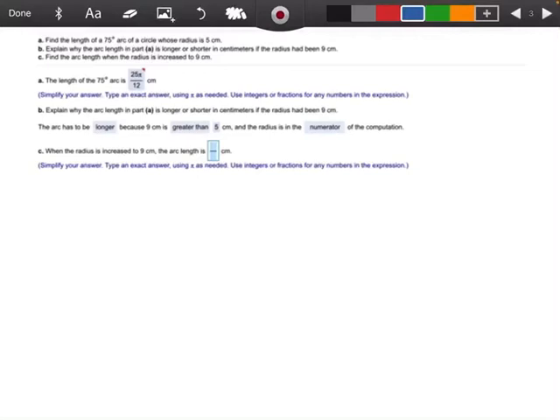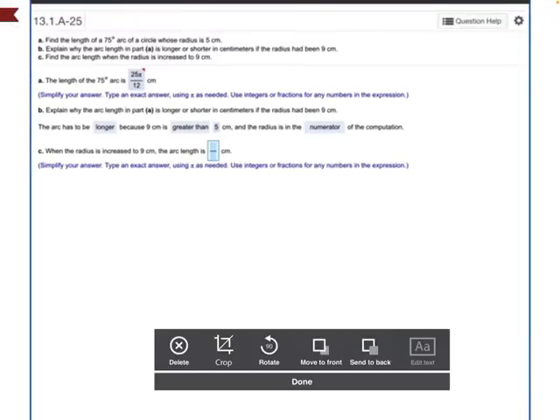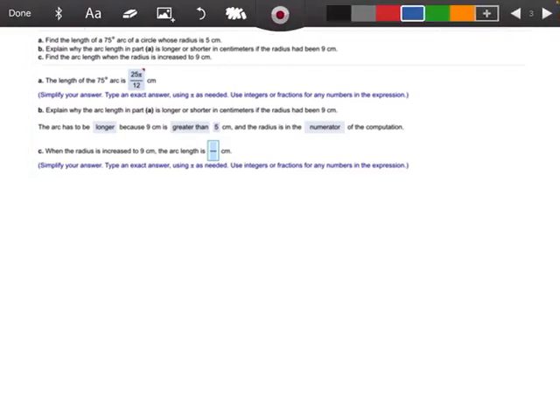All right, so guys, this is a homework problem from 3.1, number 25. It says find the length of a 75-degree arc of a circle whose radius is 5. So for part A, we know that our angle theta is 75 degrees, and the radius of the circle is 5 centimeters.